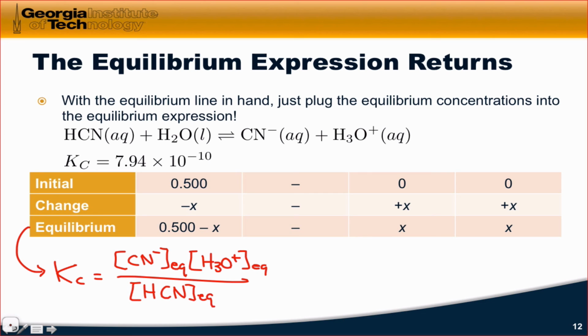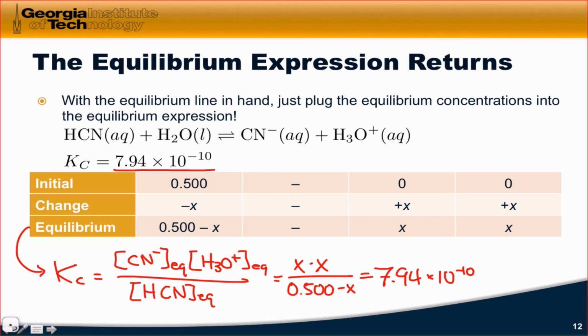at equilibrium. From the equilibrium line, we have expressions for all three of those in terms of x, the number of reaction events. So we can write for CN- at equilibrium, x, we can write for H3O+ at equilibrium, x, and we can write for HCN at equilibrium, 0.5 minus x. Furthermore, and this is the last key piece of information, we know what that expression is equal to, the equilibrium constant for the reaction, which is 7.94 times 10 to the negative 10 in this case.